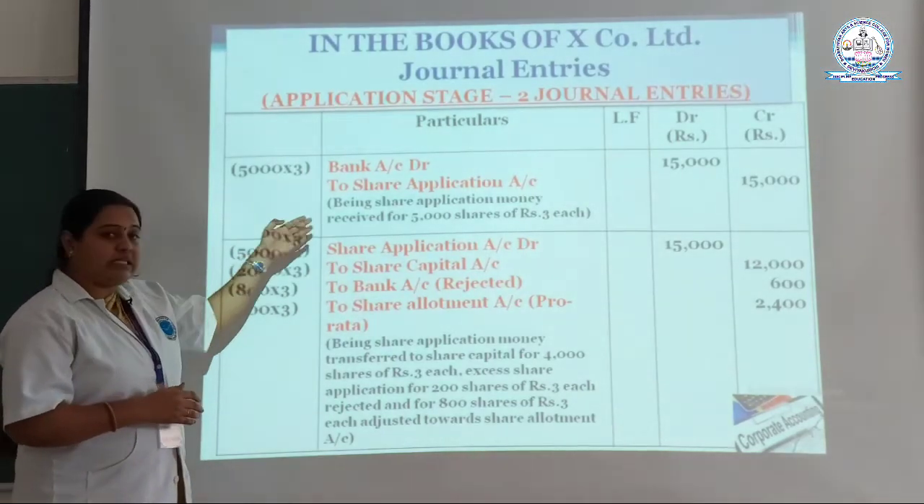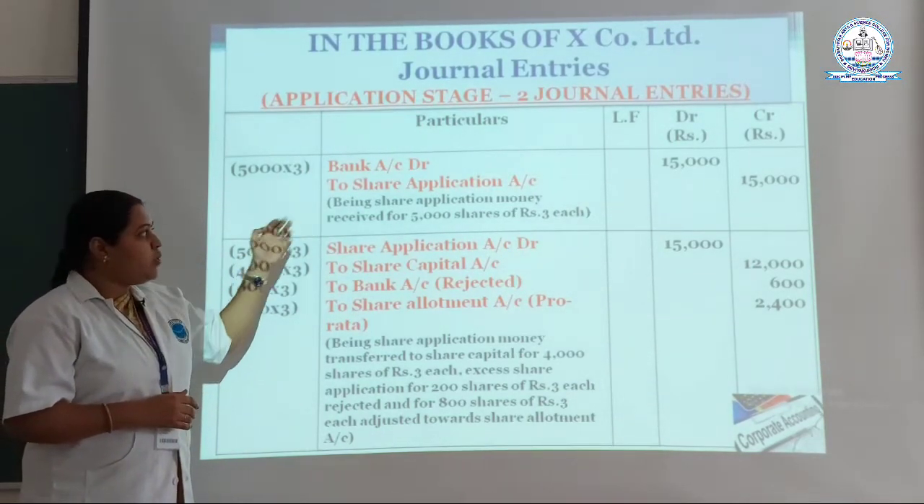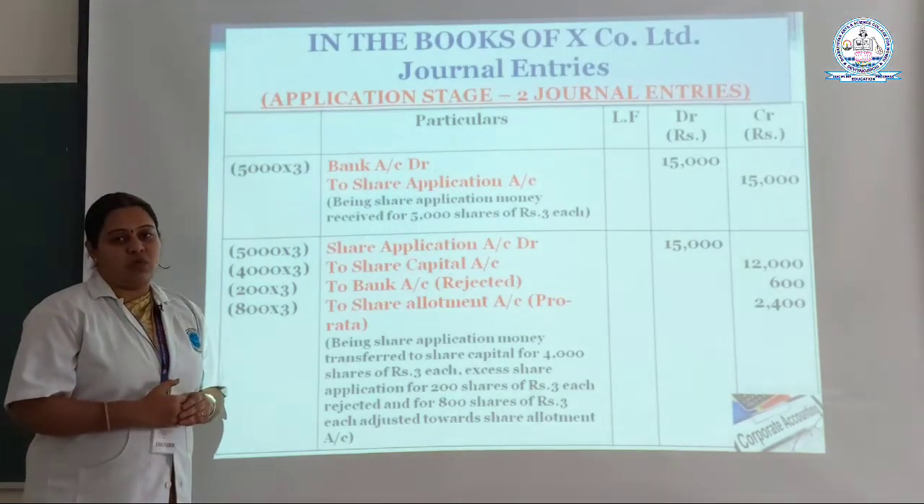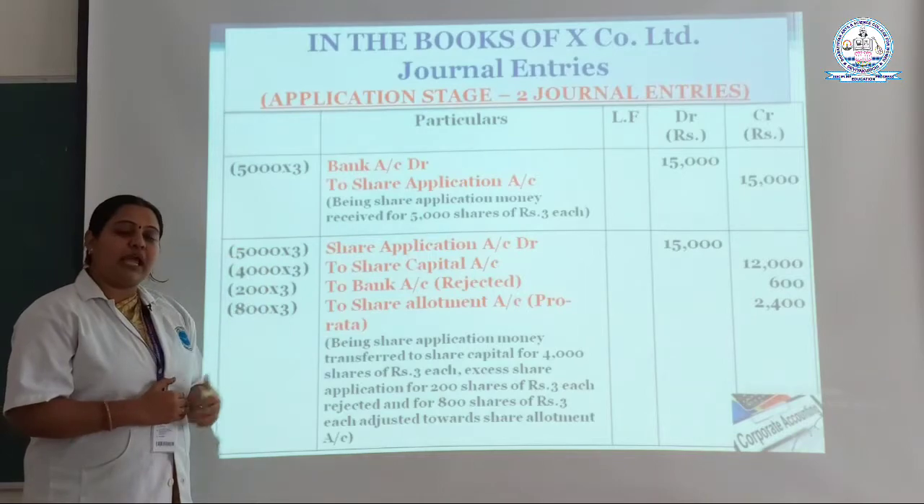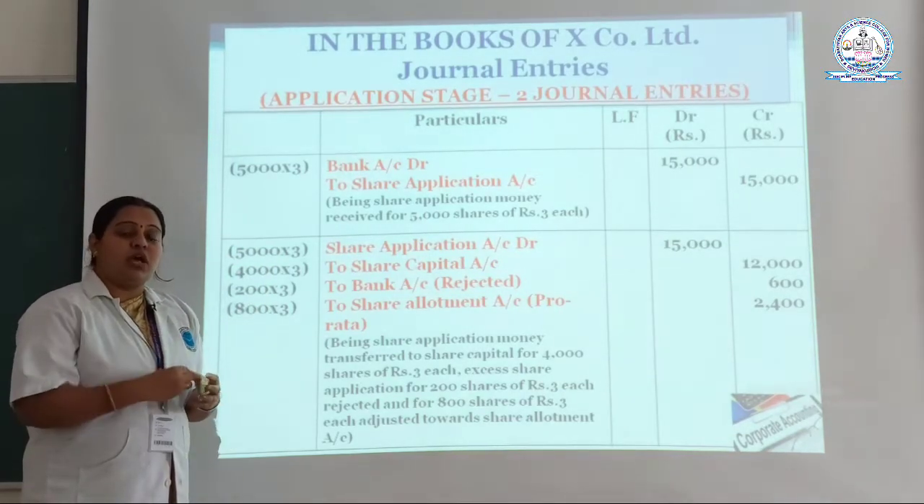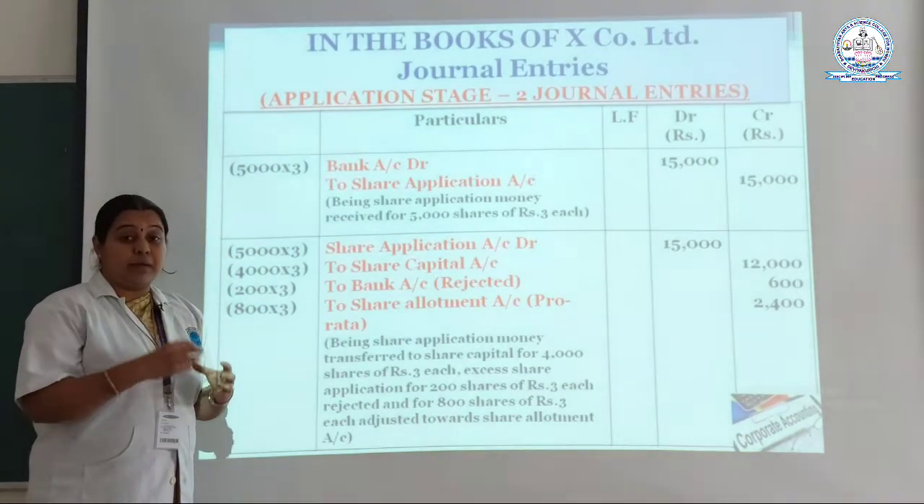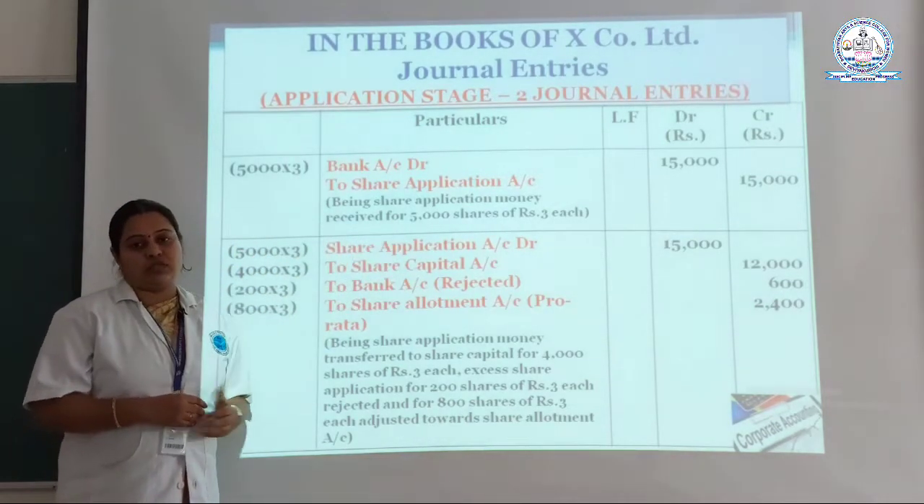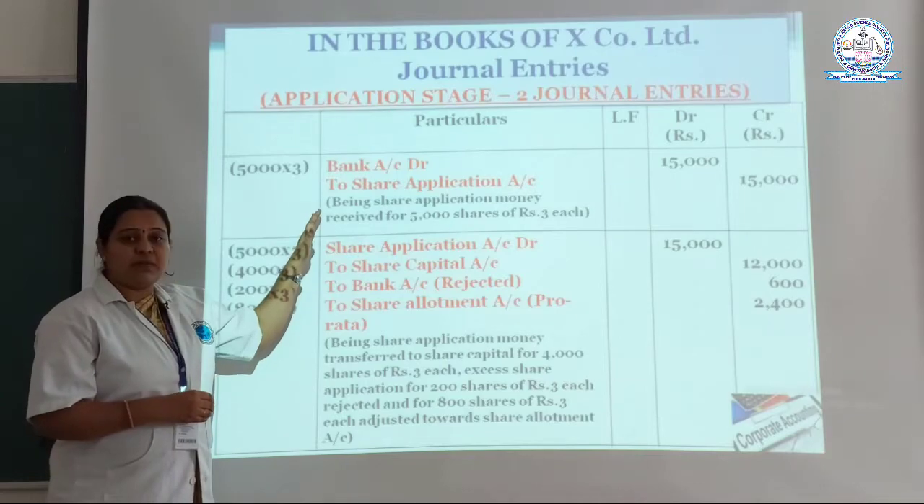First entry is receiving share application money. So what is the entry? Bank account debited to share application account. So what is the amount you have to calculate? Overall how many shares have we collected applications for? 5,000 shares into 3 rupees, which is 15,000. Okay, so this is a very simple entry.